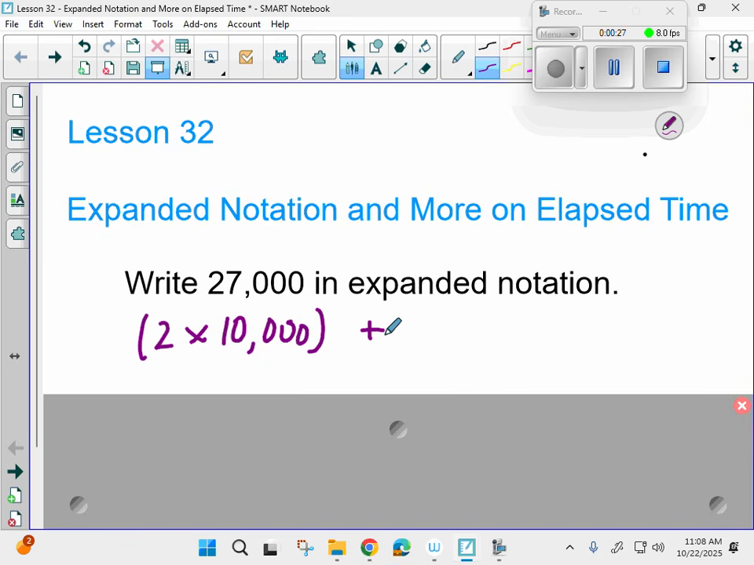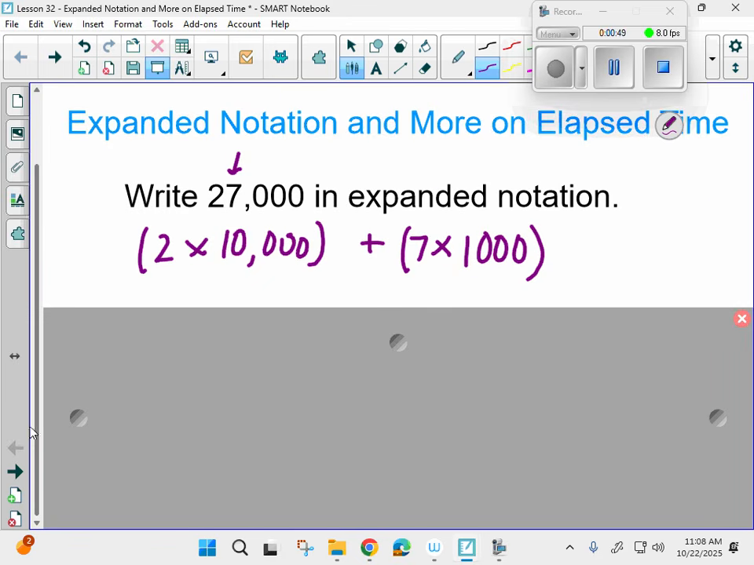And the next part, we've got a 7, and the 7 is in the thousands place, okay? So we are going to do 7 times 1,000. Okay, that would give me 20,000 plus 7,000, which is 27,000. So that is the answer for 27,000 in expanded notation.